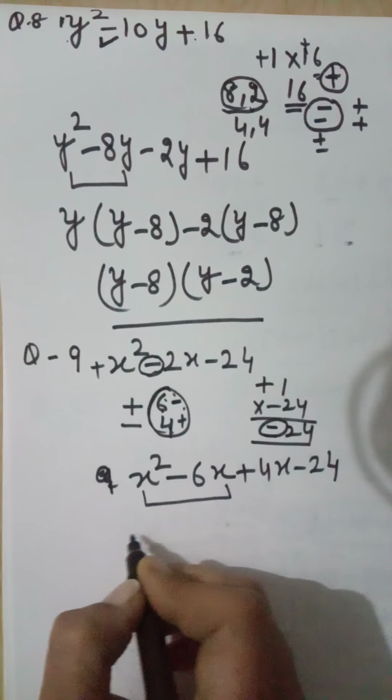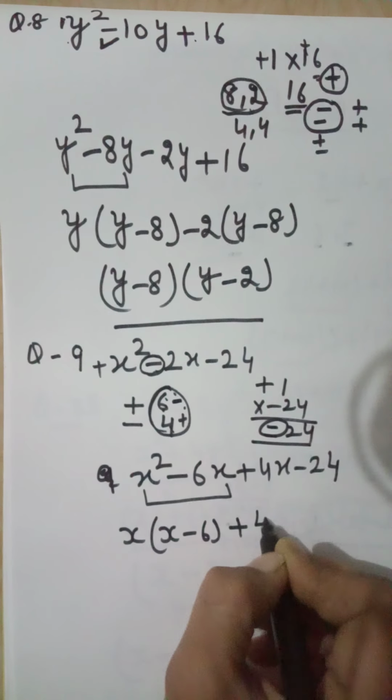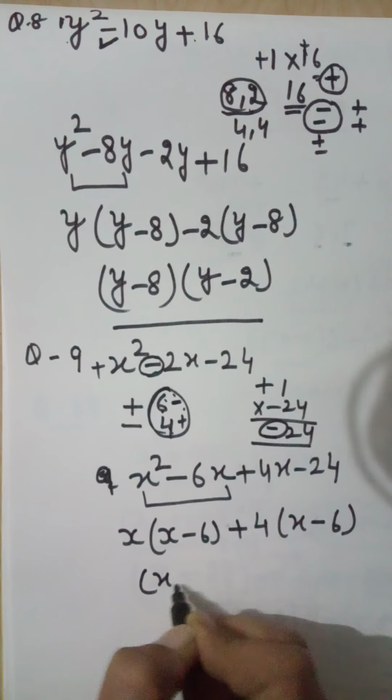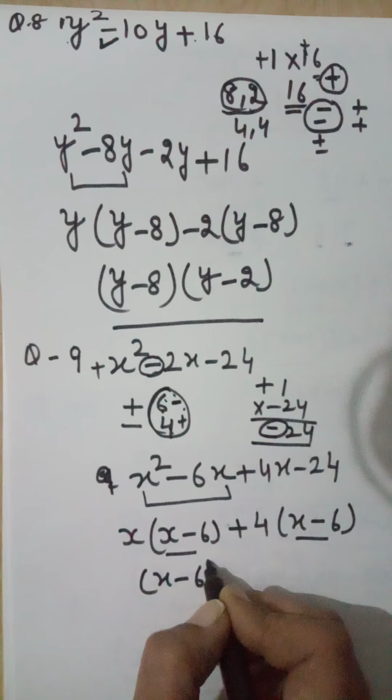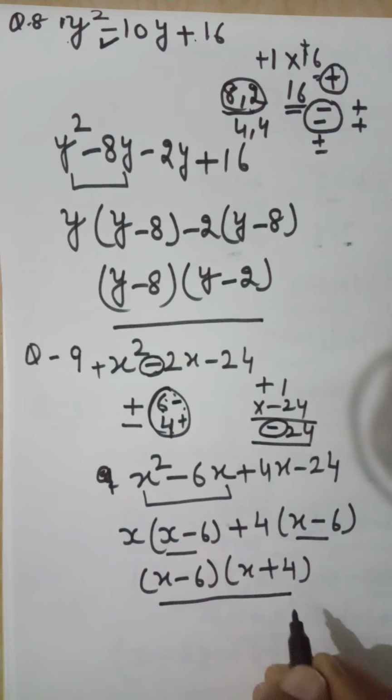Now here x is common, what is left? x minus 6. From plus 4 is common, what is left? x minus 6. Now in both the brackets x minus 6 is common, what is left? x plus 4. This is the answer of the question.